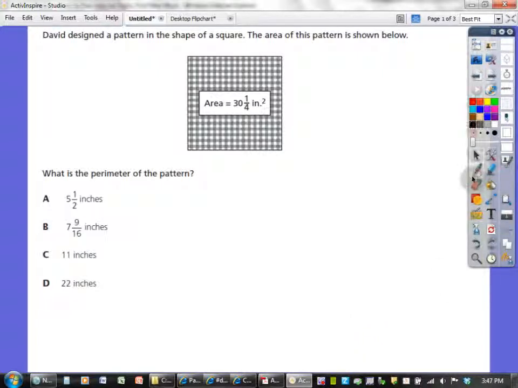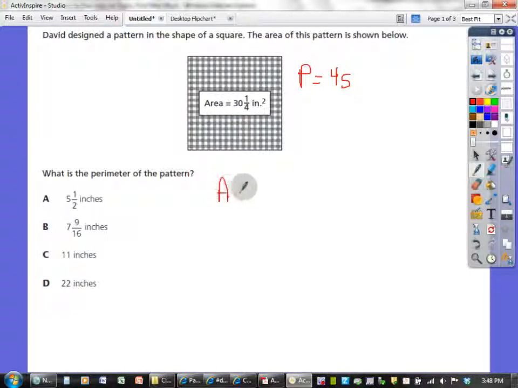If we think about how to find the perimeter of a square, the perimeter of a square is just 4 times the side, because all the sides in a square are going to be the same. So all we would have to do is multiply 4 times whatever the side length is. But the problem is we don't know the side length. So what we need to do is use the area of a square to help find the missing side length. And we can do it this way.